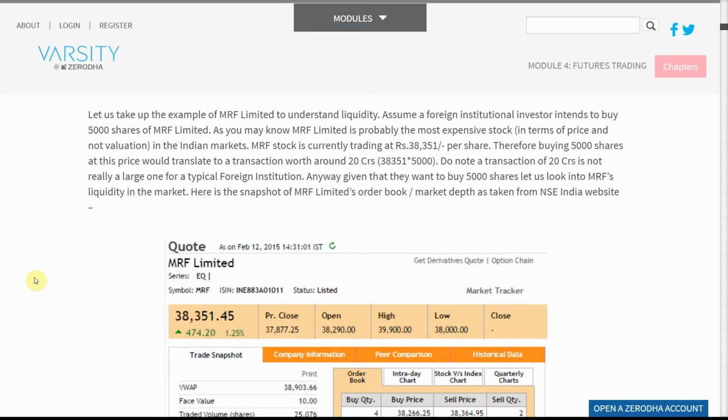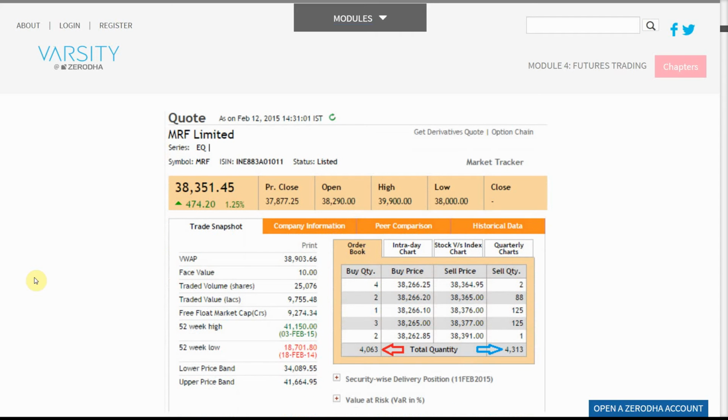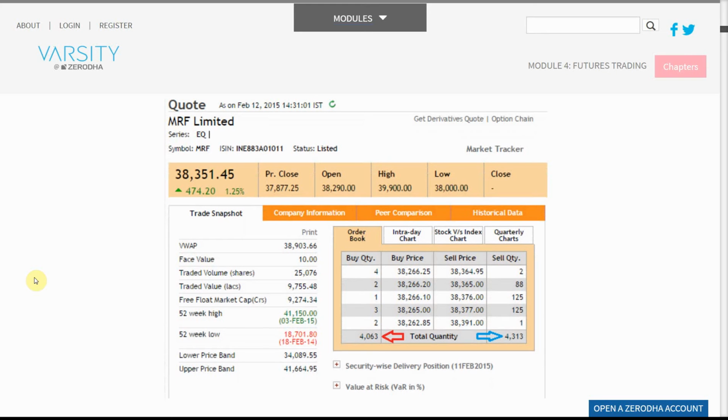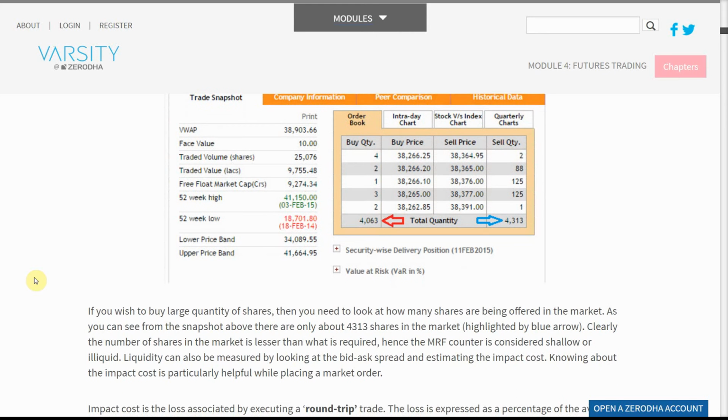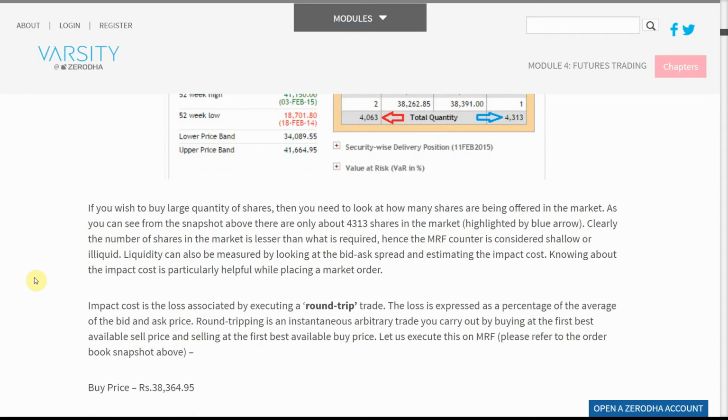If you wish to buy large quantity of shares, then you need to look at how many shares are being offered in the market. As you can see from the snapshot above, there are only about 4,313 shares in the market, highlighted by blue arrow. Clearly, the number of shares in the market is lesser than what is required. Hence, the MRF counter is considered shallow or illiquid. Liquidity can also be measured by looking at the bid-ask spread and estimating the impact cost. Knowing about the impact cost is particularly helpful while placing a market order.